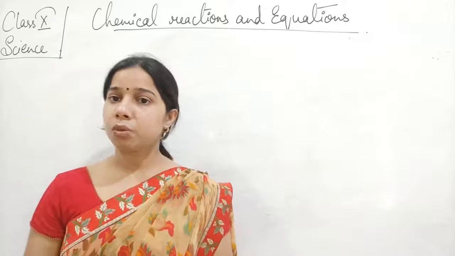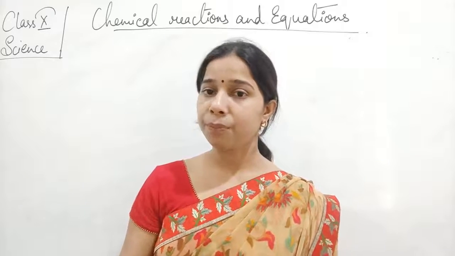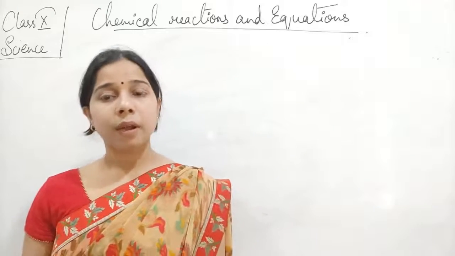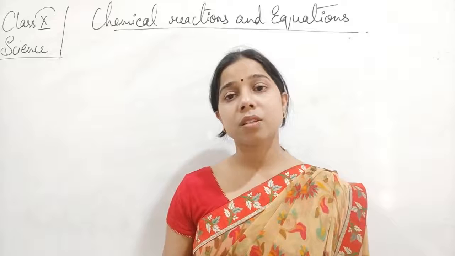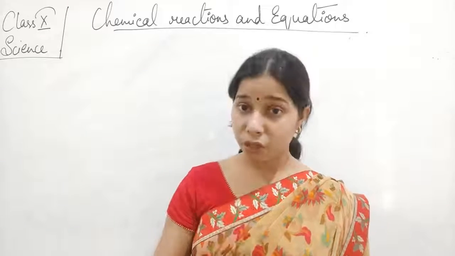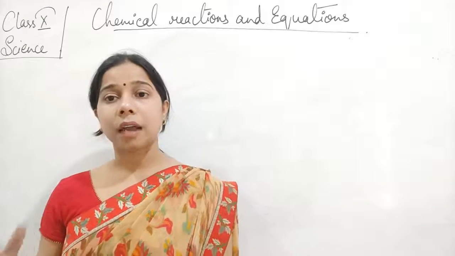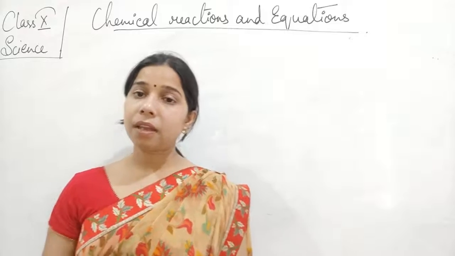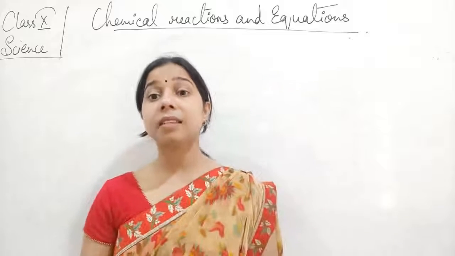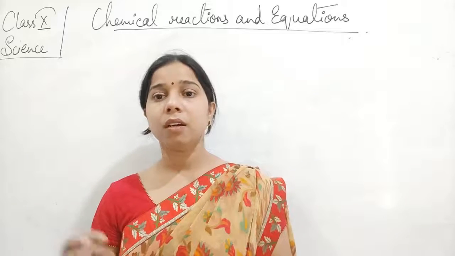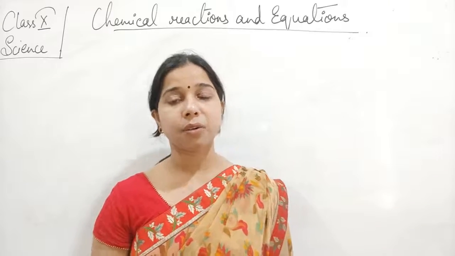In the oxidation reaction, students, we understood that when oxygen is added, oxidation happens. When oxygen is removed, reduction happens. When hydrogen is added, reduction. When hydrogen is removed, that is oxidation. When there is loss of electrons, oxidation. When there is gain of electrons, reduction. So by this we have categorized it into oxidation and reduction, students.